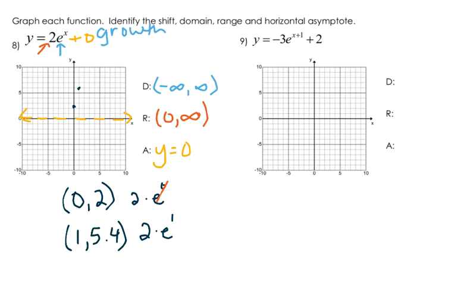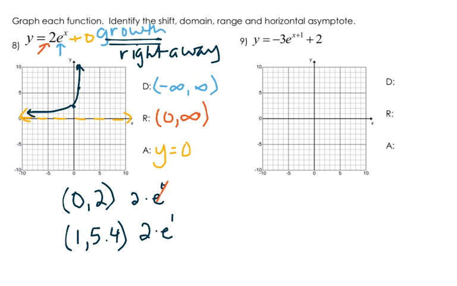Alright, I don't have to worry about any kind of shifting. This is a growth, so I know that the right side is going to be going away from the asymptote. You look here, it's going away, which means that the left side is going to have to get very close.